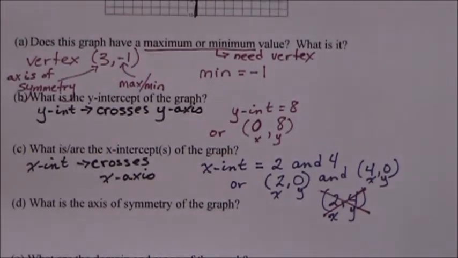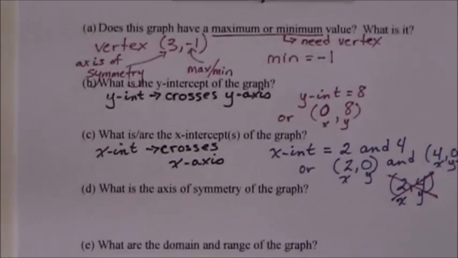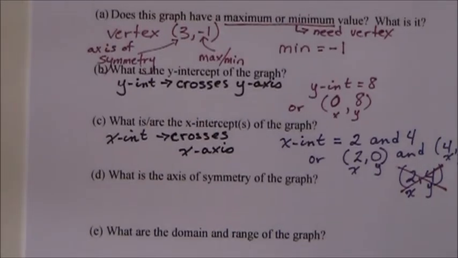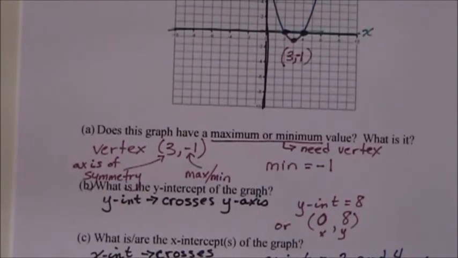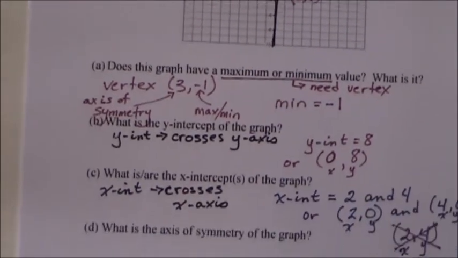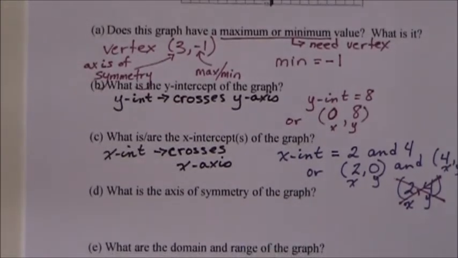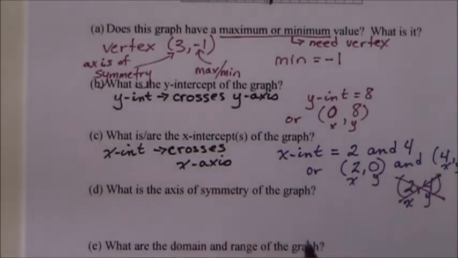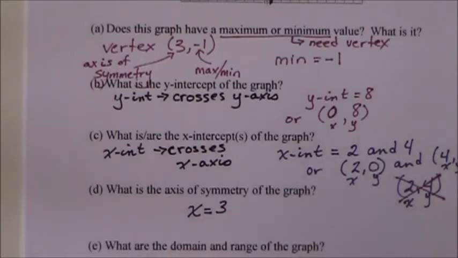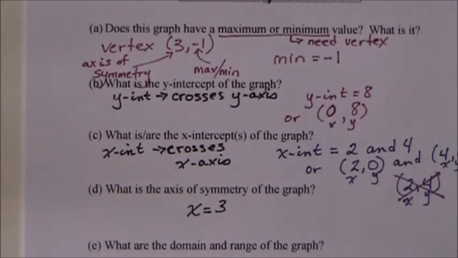No shortcutting on it. Our next question says, what is the axis of symmetry from the graph? Well, that axis of symmetry was the x value from the vertex. So there's the x value from our vertex. So we're looking at the axis of symmetry, which is an x equals equation. We will have x equals 3 as our axis of symmetry.